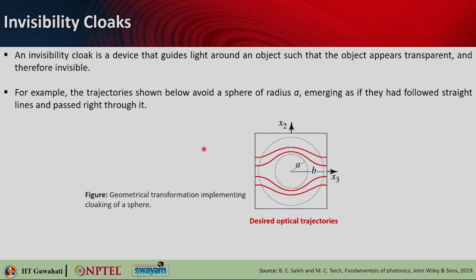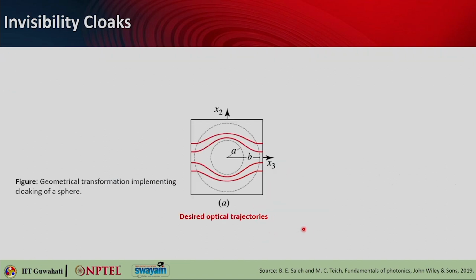So, here is an example. Say you have an object here, but the trajectory shows that you are basically avoiding this sphere A and you are allowing the light to go through in this shell, and they will exit at the same point where this was, so all these 4 points will be in the straight line with these 4 points. So it will look as if there is nothing in between. So this is how cloaking works. Any object that you can put in between will not be seen. So this is the desired optical trajectory in this case.